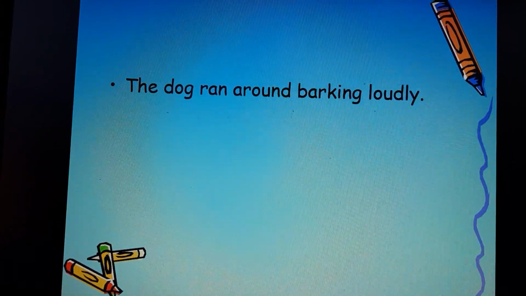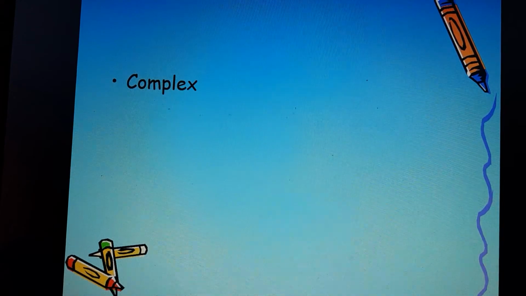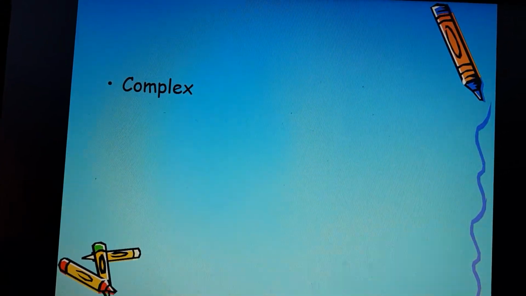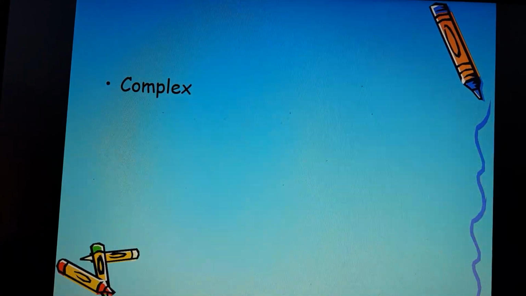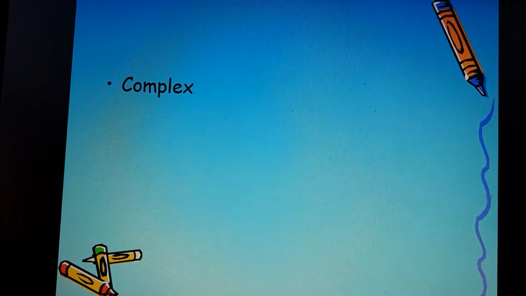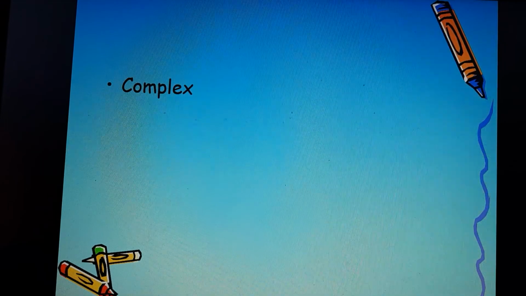The dog ran around barking loudly. Okay, a complex sentence because we've got that extra information, barking loudly. If it just said the dog ran around, it would be simple. But barking loudly is a subordinate clause that adds extra information and makes that into a complex sentence.